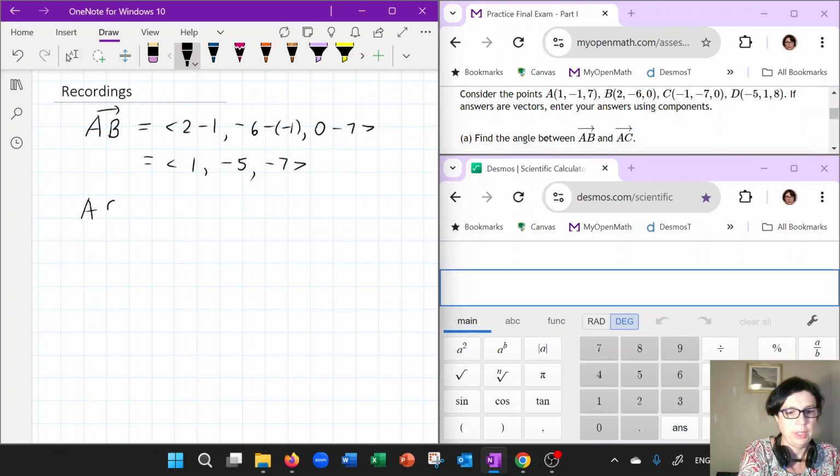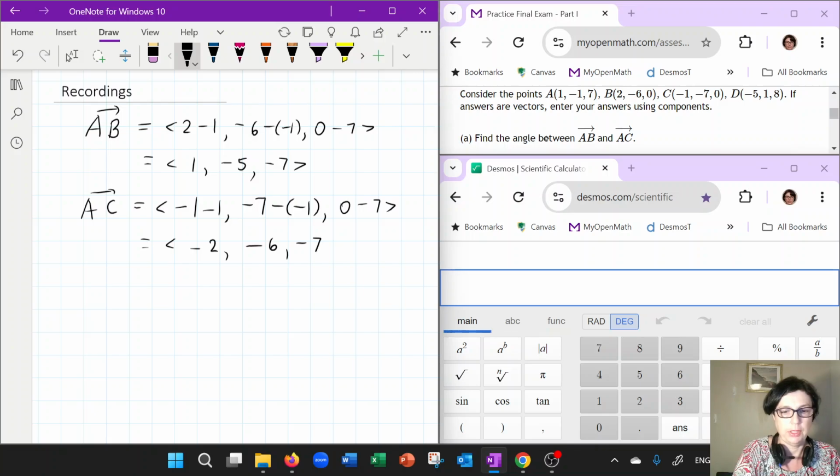Then we also will need AC. And this is where we subtract the coordinates of A from C. And again, see how I'm writing it all out, even though I don't have to, but this makes it less likely that you are going to mess it up, right? And miss a minus. So this will be negative 2. This is negative 7 plus 1, negative 6, negative 7.